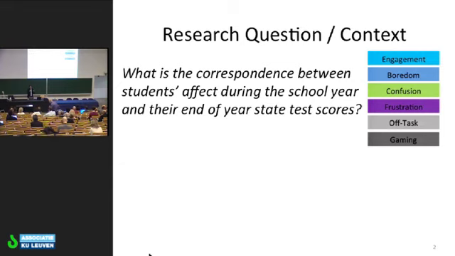So if I'm relatively low in terms of engagement during the year, would you expect me to have a relatively high or low state test score? And the state test will be in math. So maybe if I'm more engaged, how many people would assume that a more engaged student will have a higher state test score than a less engaged one? Okay. How about boredom? If I am more bored than most of my other students, should I have a higher test score? Yes? No?